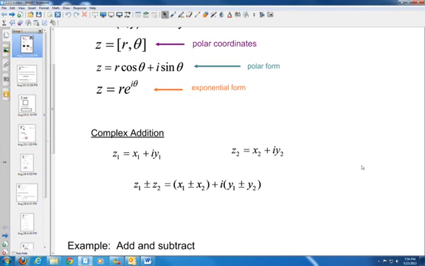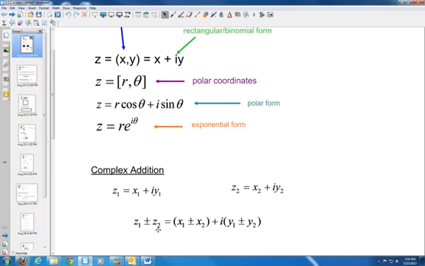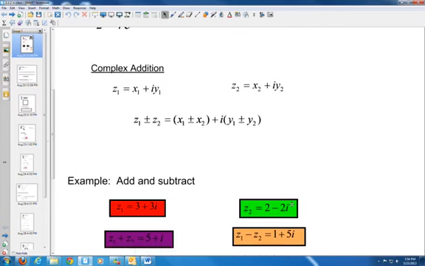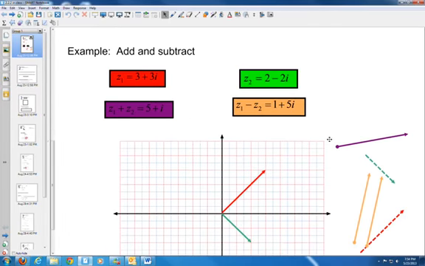For complex addition, we already know what that looks like in rectangular form. It's simply adding the real and imaginary components. So let's see what that looks like geometrically. In this example, suppose we want to add z1 and z2. Here I've already figured out what those look like algebraically. Now let's see the geometric interpretation.